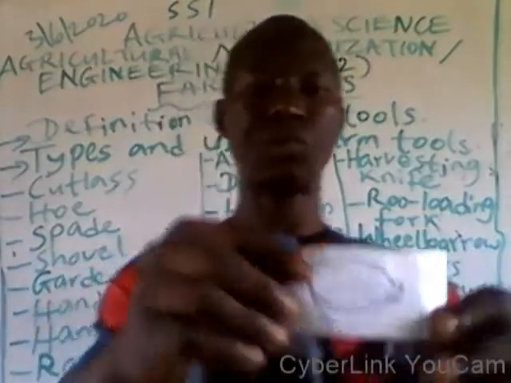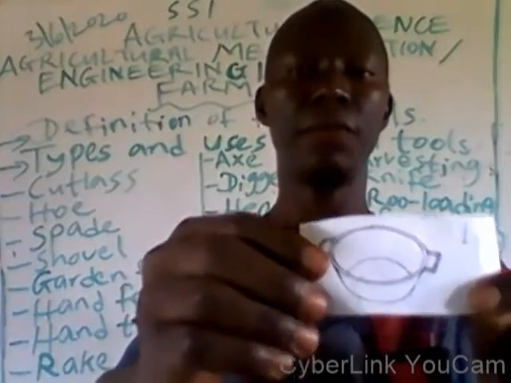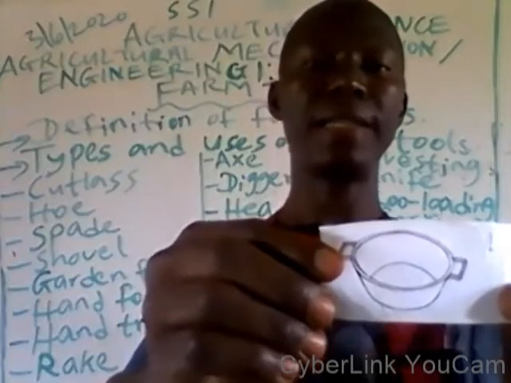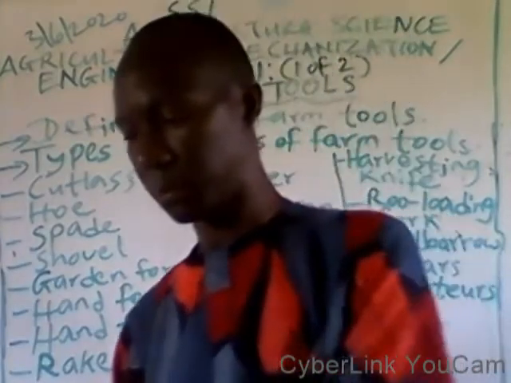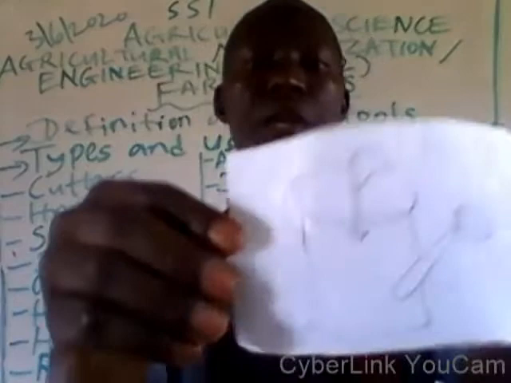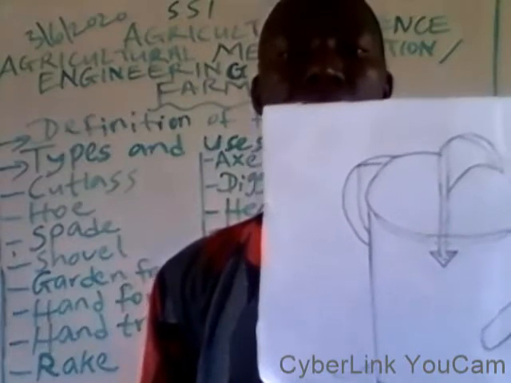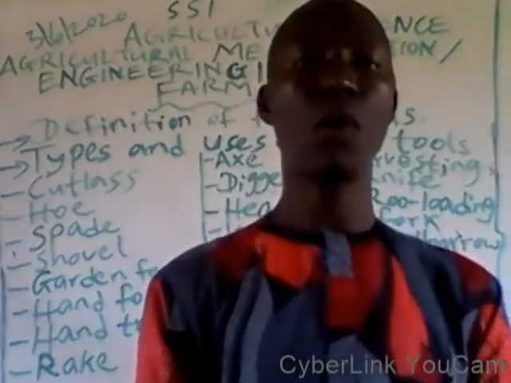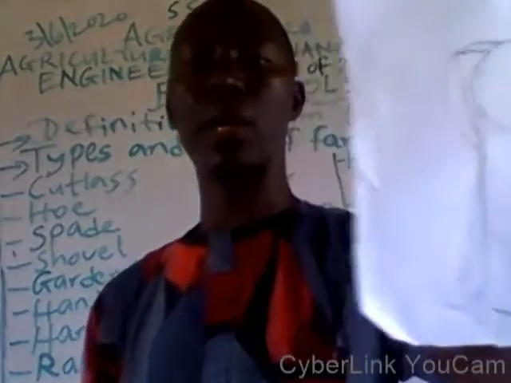We have the wheelbarrow. The wheelbarrow is used for carrying the inputs or outputs on the farmland, and also for carrying cement during farmstead construction. We have another one here. This one here is called the watering can. The watering can is used for irrigation on small farmland or in the nursery. As well, you can also use this watering can for application of liquid fertilizer.